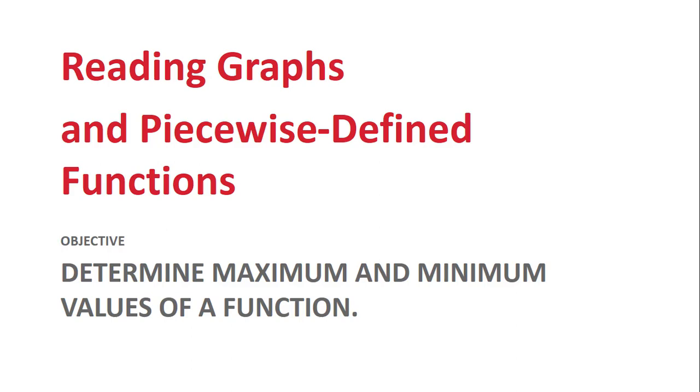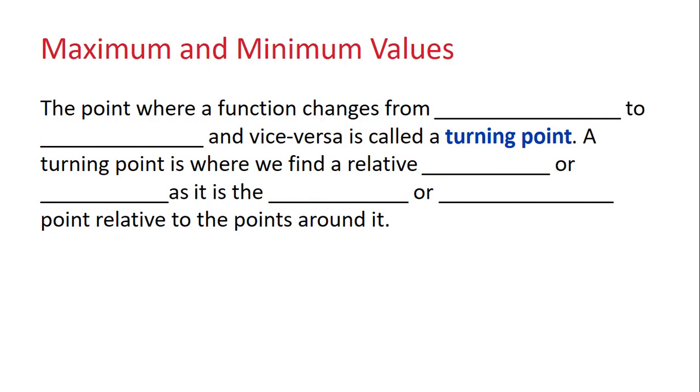In this video, we'll learn how to read a graph to determine maximum and minimum values of a function. The point where a function changes from increasing to decreasing and vice versa is called a turning point of a graph.